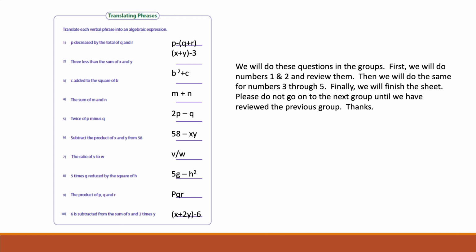And then 6 is subtracted from the sum of x and 2 times y. So I do the sum of x and 2 times y. That's parentheses for that sum, x and 2 times y, and then 6 is subtracted from that sum. So that sum has to go first, then subtract your 6. Remember, from goes first. All right, that is the last of chapter 1.